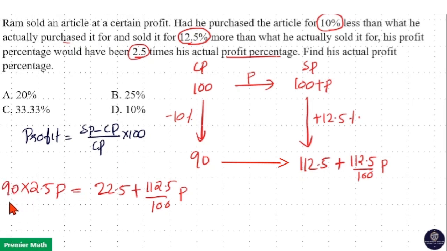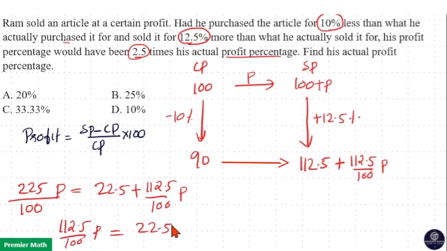Now we write this right hand side 100 in the left hand side denominator. 90 into 2.5 is equal to 225. 225 percentage P minus 112.5 percentage P is equal to 112.5 percentage P, which is equal to 22.5. This means that here if I multiply this 22.5 with 100, this one goes 20 times. So P is equal to 20. So option A is your answer.